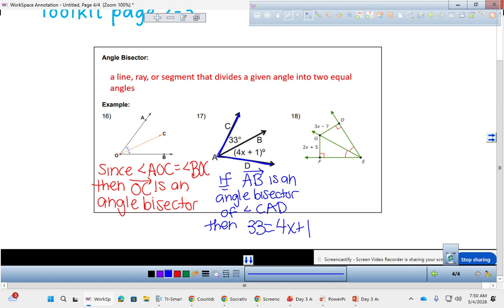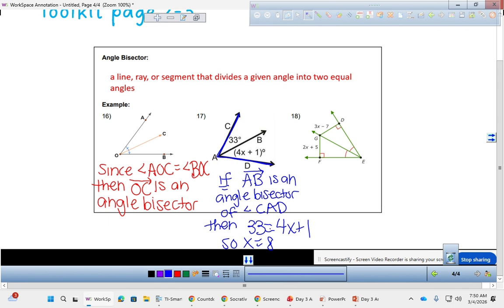So if it's an angle bisector, then it creates two equal angles. What are the two angles that we have? 33 and then this equation. So eventually what we do here is we could solve for x, right? We could subtract 1, 32, divide by 4, 8. So x would equal 8 in this case, if we actually did the math. Now, all of this is a big if, because I don't know if it's an angle bisector because the tick mark's not there, right? This is just a hypothetical. Everybody okay with that?